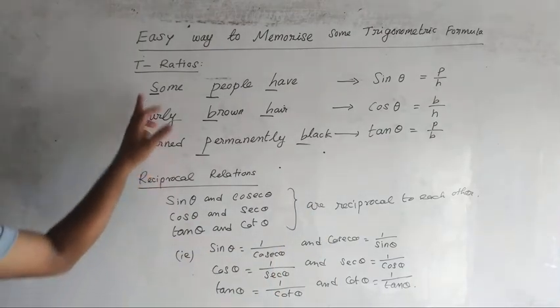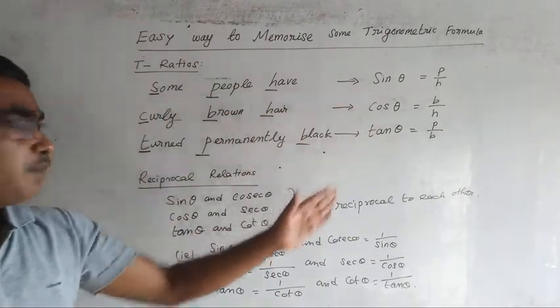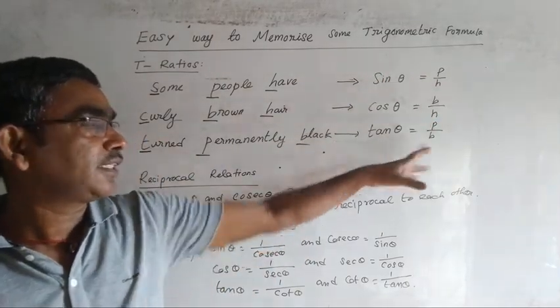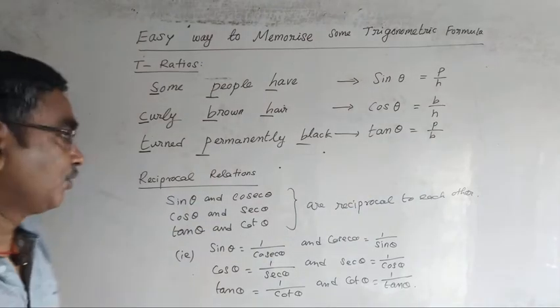So we got this idea. Some People Have Curly Brown Hair, Tan Permanently Black. So sin theta is equal to perpendicular to the hypotenuse, cos theta is equal to base to the hypotenuse, tan theta is equal to perpendicular to the base. You will be getting the first idea.